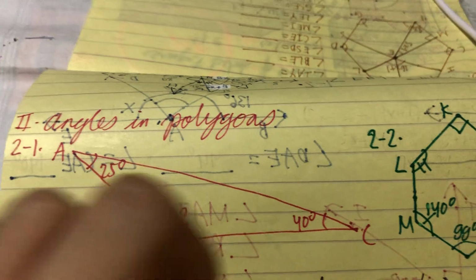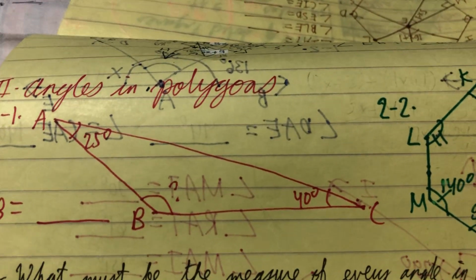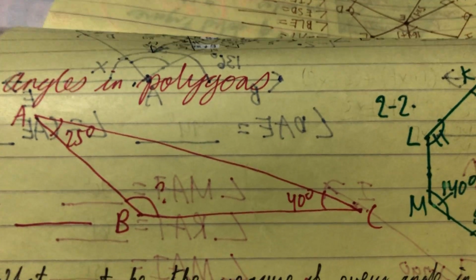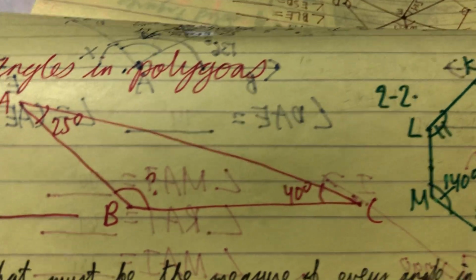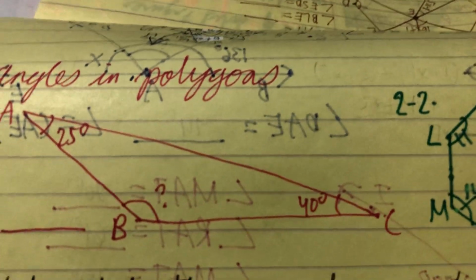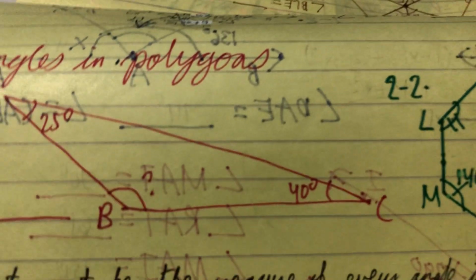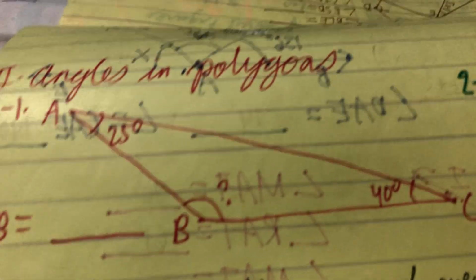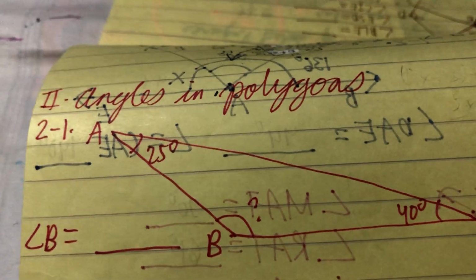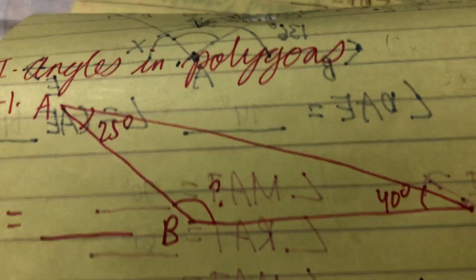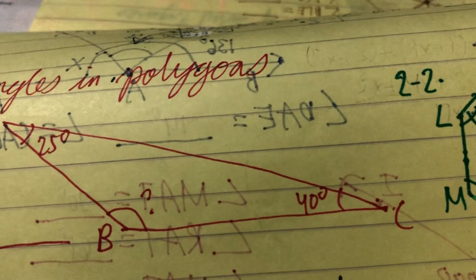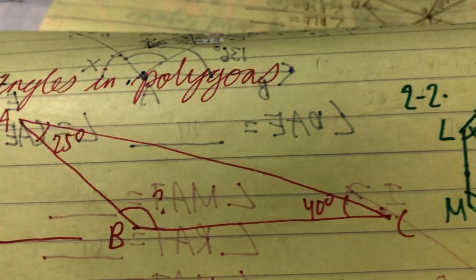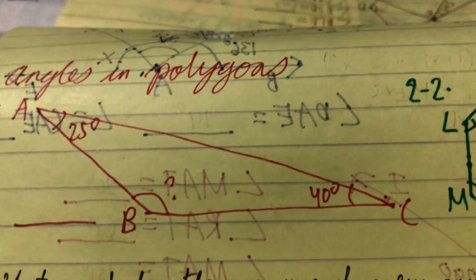Triangle ABC, with angle A measuring 25 degrees, angle B as the unknown, and angle C as 40 degrees. Do you know what's the measure of angle B? First of all, by definition, let's see what is the sum of the interior angles of a triangle. Do you know what's the measure of the sum of the interior angles of a given triangle? Yup, it's always 180 degrees.